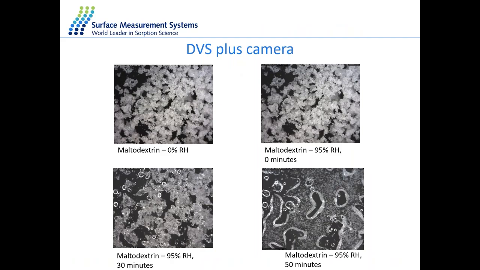Here is a sample of maltodextrin. We start from a perfectly dry sample, and here we are doing the exposure to a high level of relative humidity. So what we do is we bump up the relative humidity to 95%, and we take screenshots over time. So this is at 0 that you see over here. This is the maltodextrin after 30 minutes, which you can see is starting to get wetter and wetter, and then it goes through the deliquescence point, where we basically have a puddle of water that is covering the entire sample.